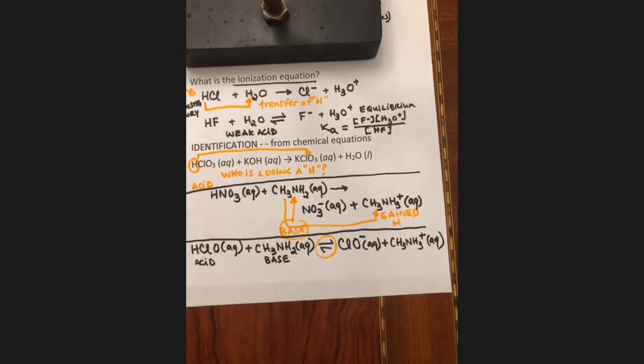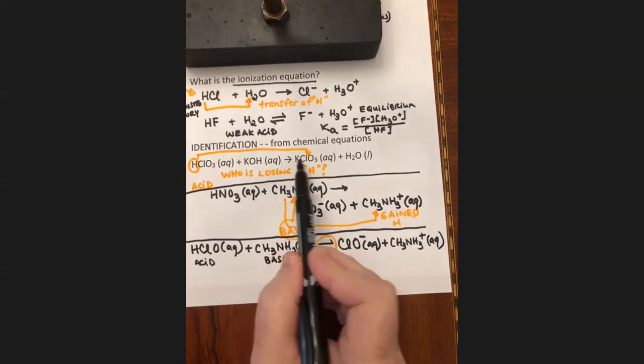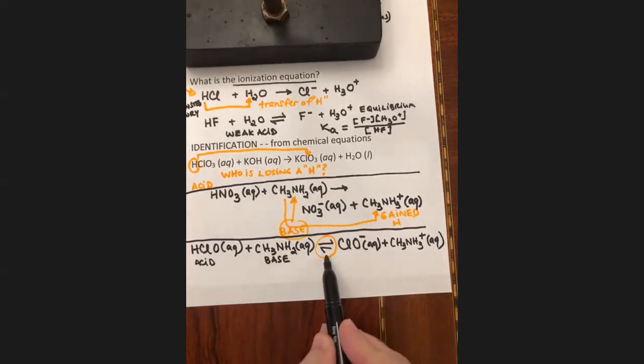So things to look for. Number one, who loses a hydrogen? Who gains a hydrogen? Number two, do we have a full forward reaction, or do we have a reversible reaction that ends up in equilibrium? All right. So those are the two big things to look for. But for the moment, the main thing I want you to remember is, how do I tell who's the acid and who is the base?